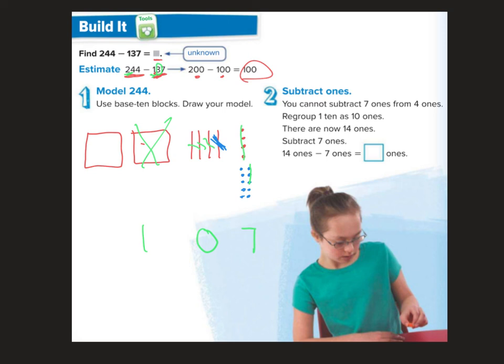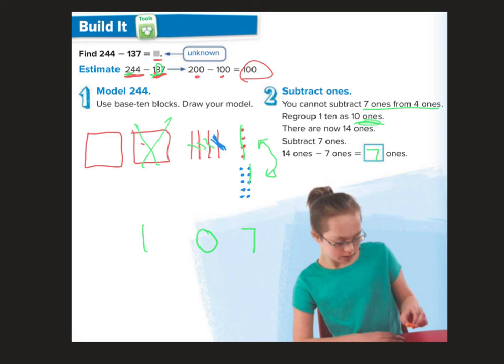Over here it says if we subtract the ones, you cannot subtract 7 ones from 4 ones, which is why we had to go next door and get 10 more ones. And so now there are 14 ones here. And then I could subtract 7. 14 ones minus 7 ones is 7 ones. Then I subtract the tens, and I subtract the hundreds. Our next lesson, we're going to look at what this looks like with numbers.